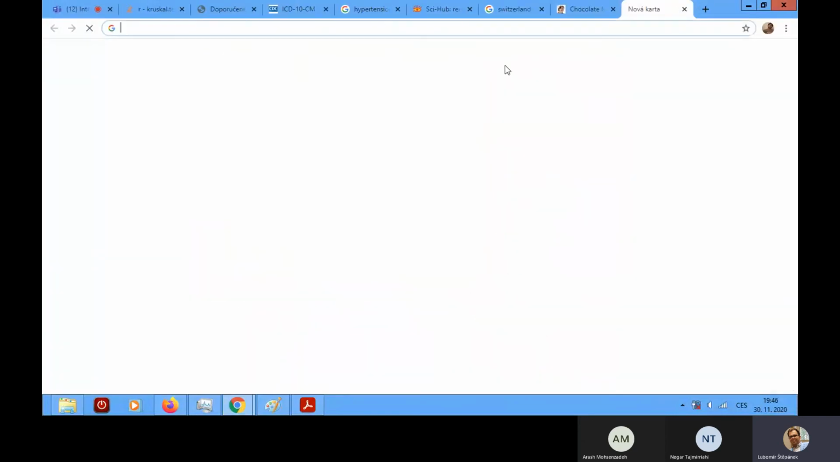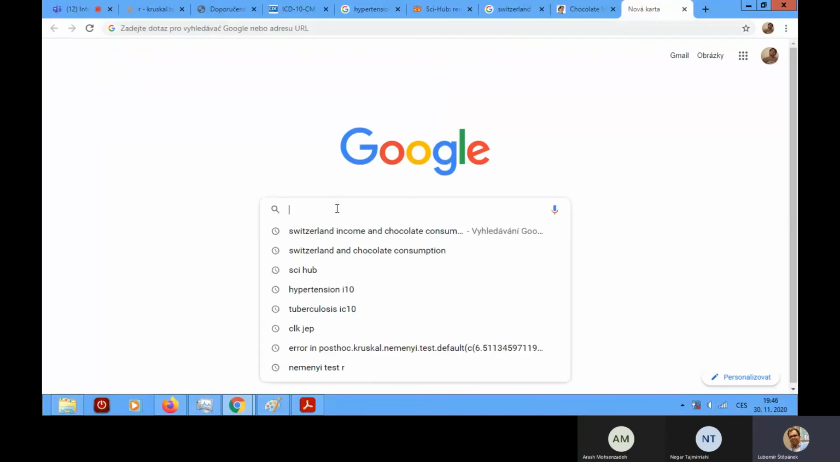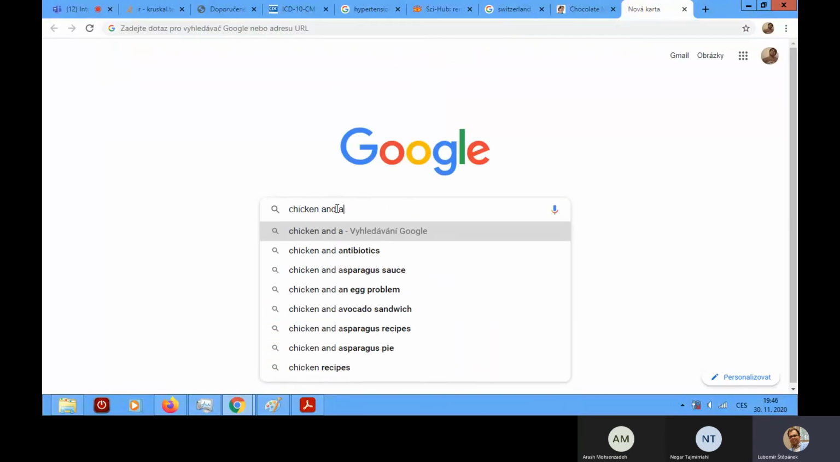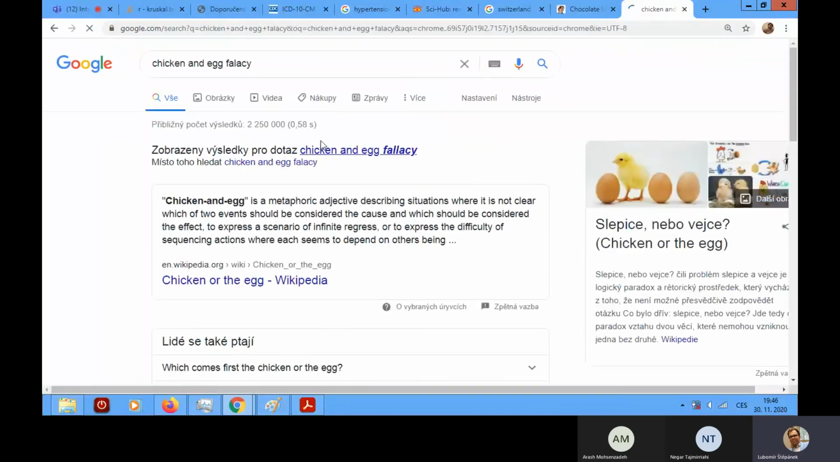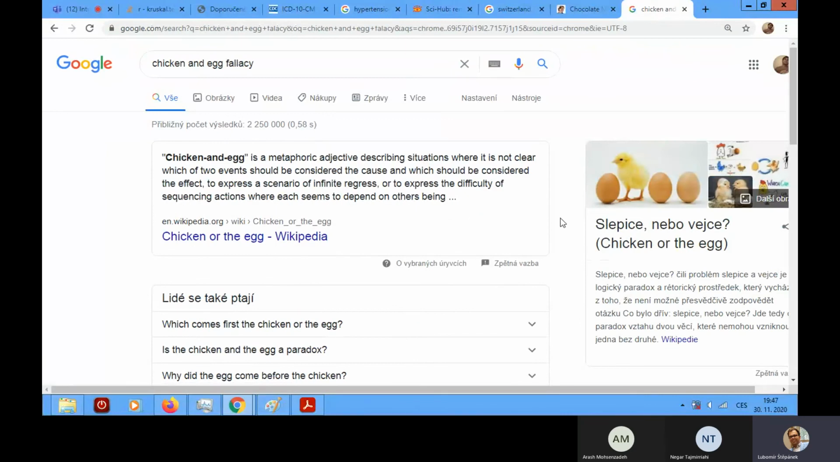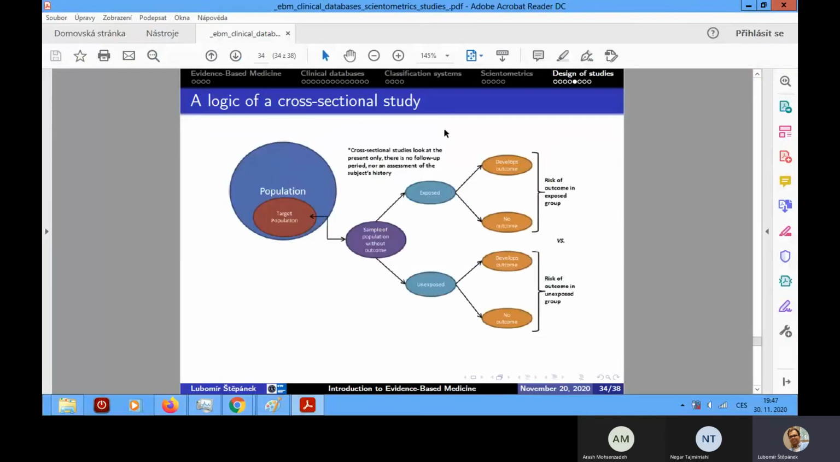The chicken or the egg? Also good to know about. This is a kind of chicken and egg fallacy. Sorry, maybe there's some typo. Yeah, chicken and egg fallacy. Chicken or the egg fallacy is absolutely the main limitation of cross-sectional study.